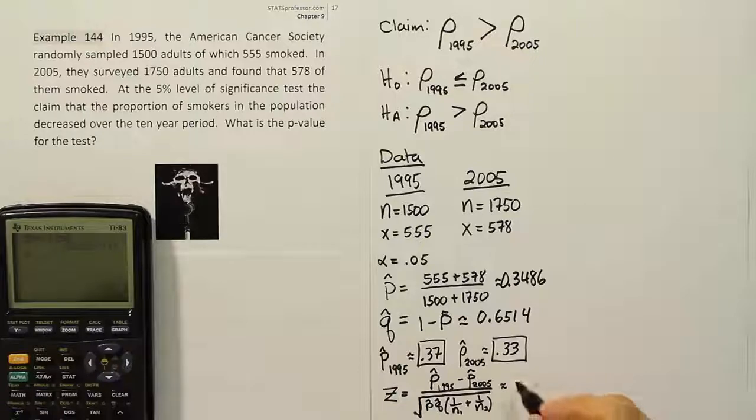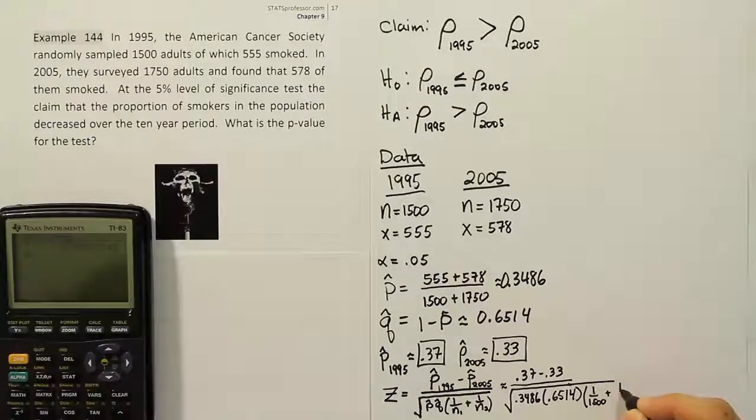Okay, let's plug in some numbers then for this. The two p-hats here are going to be 0.37 minus 0.33, which is going to give us 0.04 as our difference. Then we'll take the square root of, and then we'll plug in these decimals, right? So the first one is 0.3486 times 0.6514, and then 1 over the sample size for 1995, which is 1,500, plus 1 over 1,750, the sample size for 2005. So it's kind of a long, drawn-out denominator there, but that's all the numbers we need. Let's go ahead and take care of that calculation then.